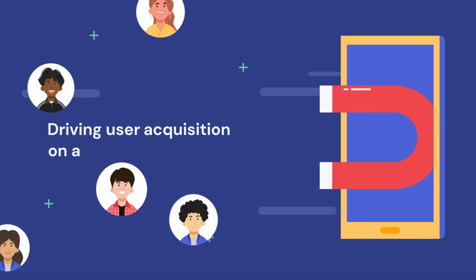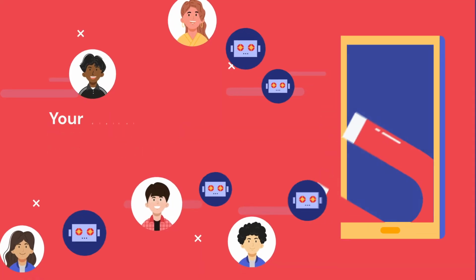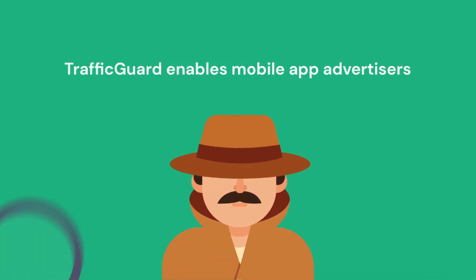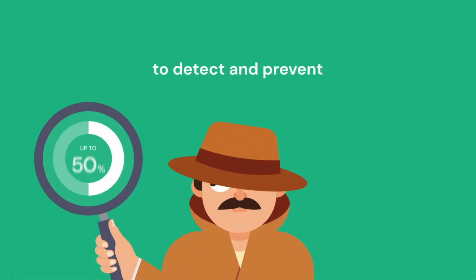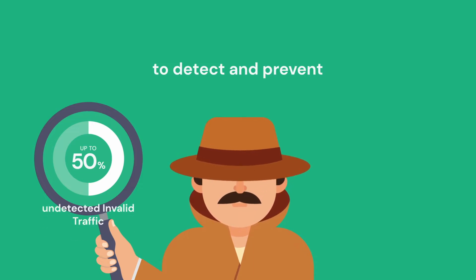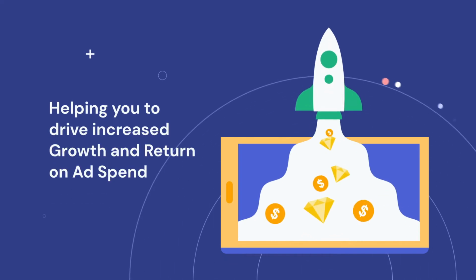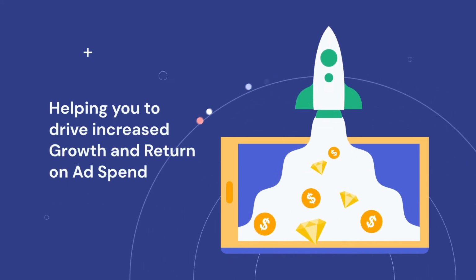Driving user acquisition on a mobile app? Your digital advertising is being affected by invalid traffic and ad fraud. TrafficGuard enables mobile app advertisers to detect and prevent up to 50% previously undetected invalid traffic and up to 30% misattribution, helping you to drive increased growth and return on ad spend.